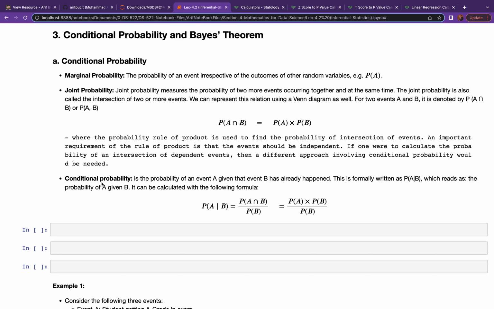Well, conditional probability is the probability of an event A given that event B has already happened. Its formula is shown over here, which equals the probability of the intersection of the two events divided by the probability of B. And if the two events are independent, the probability of A intersection B can be written as the product of the probability of A multiplied by the probability of B.